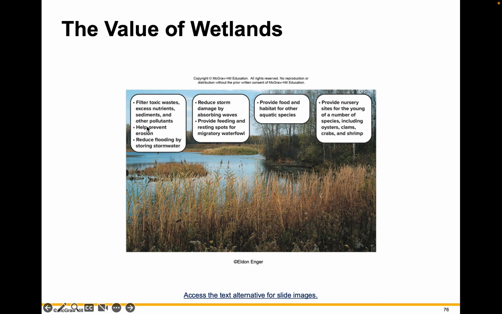All right, more on the value of wetlands. They filter toxic waste, excess nutrients, sediments, and other pollution. They help prevent erosion, and they reduce flooding by storing stormwater. They reduce storm damage by absorbing waves, and they provide feeding and resting spots for migratory waterfowl. They provide food and habitat for other aquatic species, and they provide nursery sites for the young of a number of different species, including oysters, clams, crabs, and shrimp.